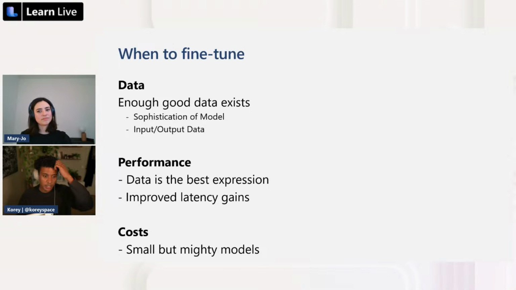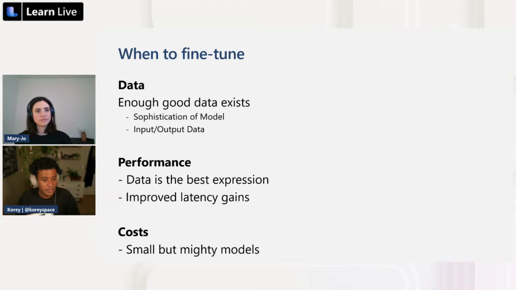So I'll tell you about a model and a data set that I've used, and I believe it has 78,000 examples or something like that. Just to give you an understanding of the scale, because sometimes people want to fine tune, but if they don't have the data available, you're not going to get the results that you're looking for. You also might want to look at performance, particularly when data is the best expression of what you're trying to achieve.